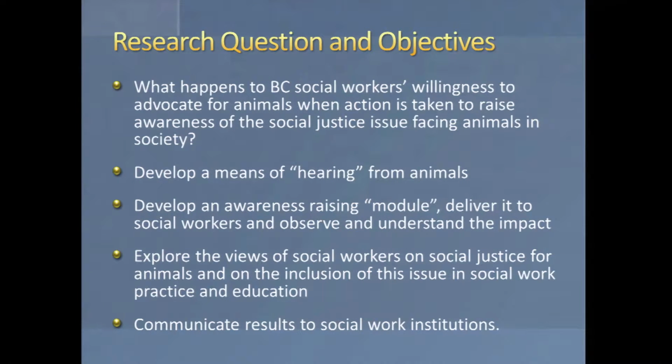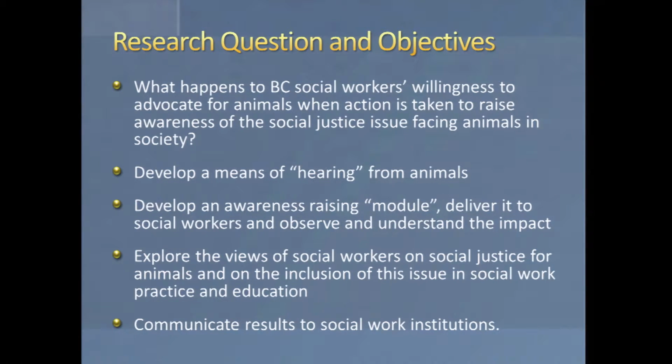So what is the research question and what are the objectives? The question is, what happens to BC social workers' willingness to advocate for animals when action is taken to raise awareness of the social justice issue facing animals in society? The objectives are to develop a means of hearing from animals to get their voice, so that the research is led by their perspectives.